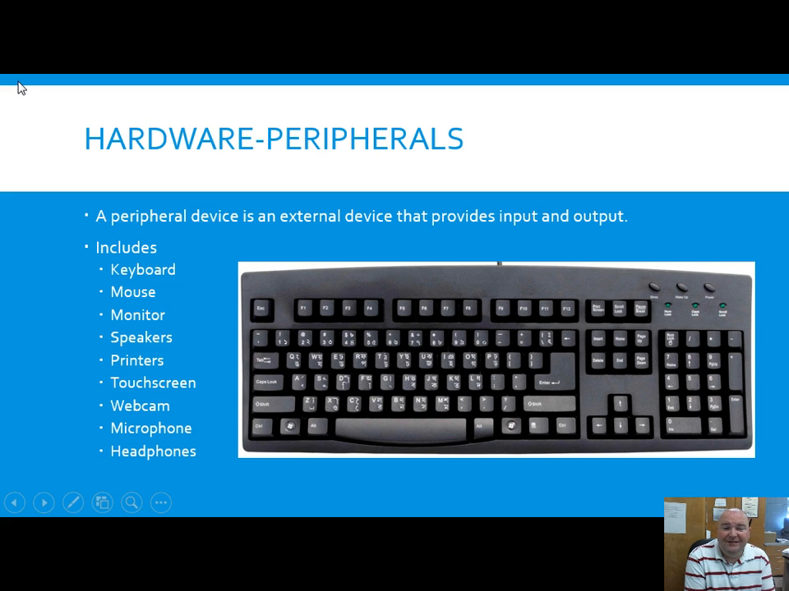And you also have these things called peripheral devices, and that's part of hardware, and it's an external device that provides input and output. Peripherals include things like a keyboard, mouse, monitors, speakers, printers, touchscreen, webcam, microphone, and headphones. It could also include things such as an external hard drive or anything that you can plug into your computer or use through Bluetooth.